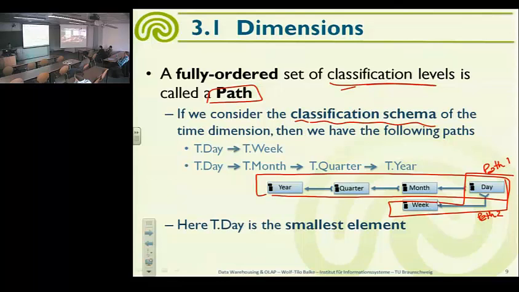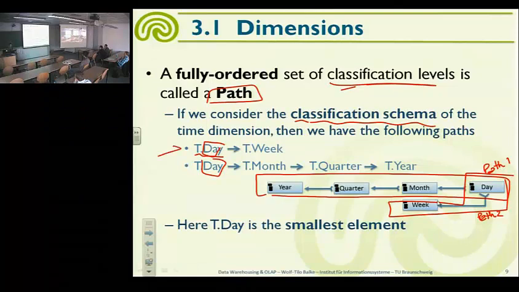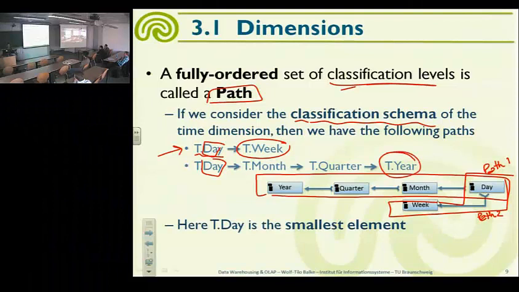So in both paths, you start off with the smallest granularity, which is the day. And the highest granularity in the first path is the year, while in the second path, the biggest granularity that you have is the week.